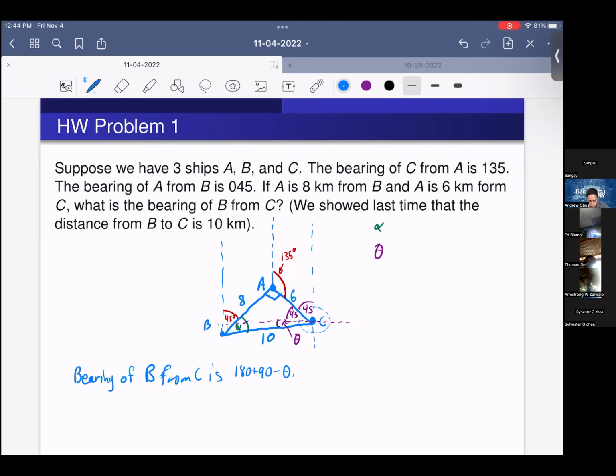We are going to find theta now, but before theta, we find alpha first. So let's find alpha. How do we use trigonometry to find alpha? You can use any trigonometric function you want: sine, cosine or tangent. I use tangent. So tangent of alpha equals what?